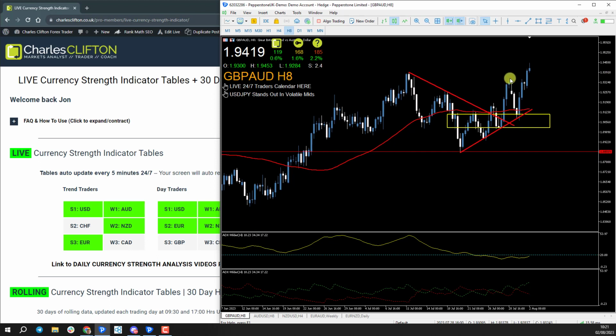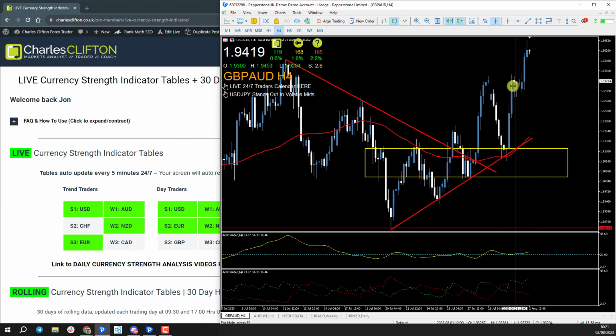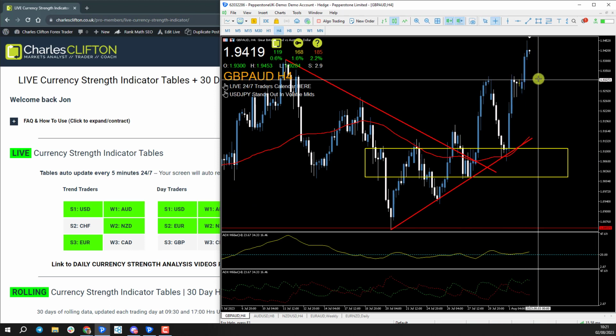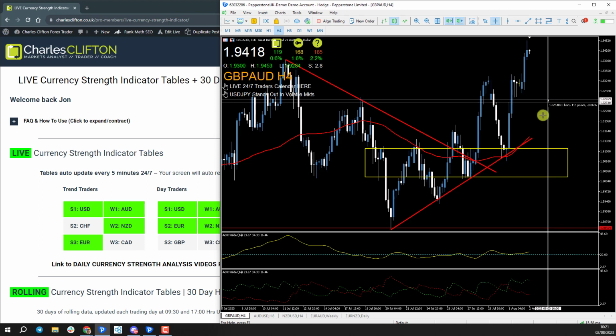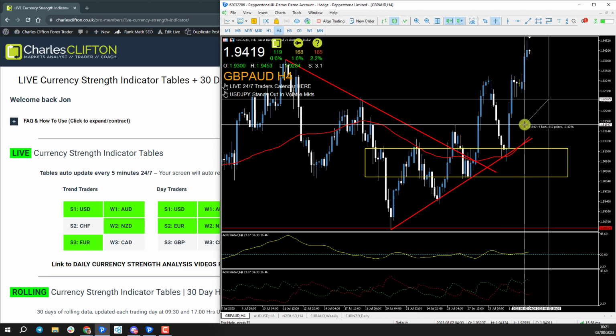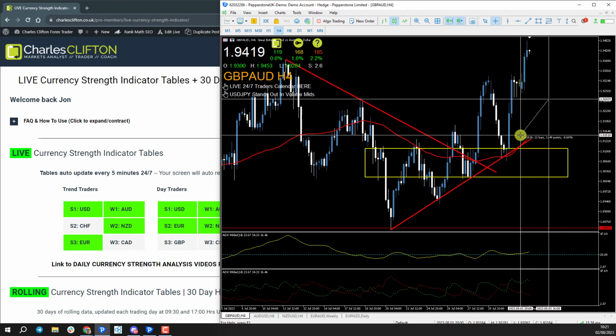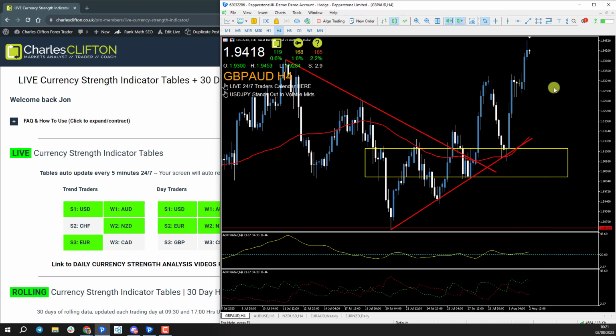If you're in that position, I'd be looking to manage that position now. I'd be looking to bring stop losses up to at least break even. If we go to a 4-hour time frame, you can see there's actually a bit of a consolidation there. You could bring your stop loss up and lock in a little bit of profit, perhaps around 120 pips of profit there. If you're not in this position, then I don't think there's much chance to get back in.